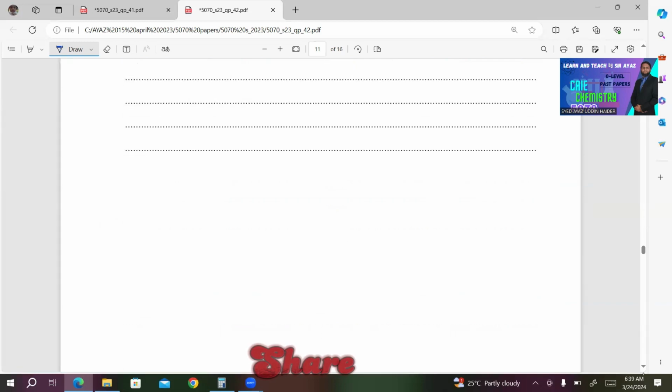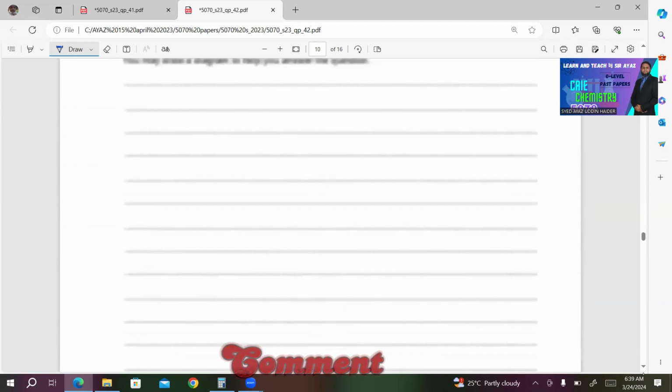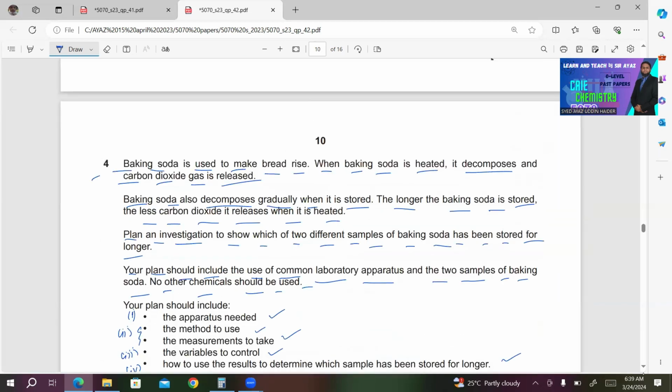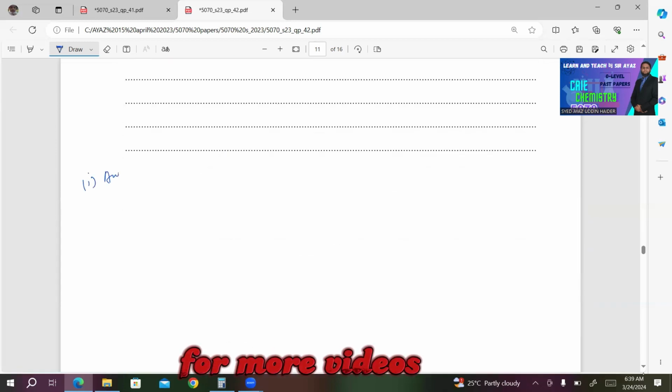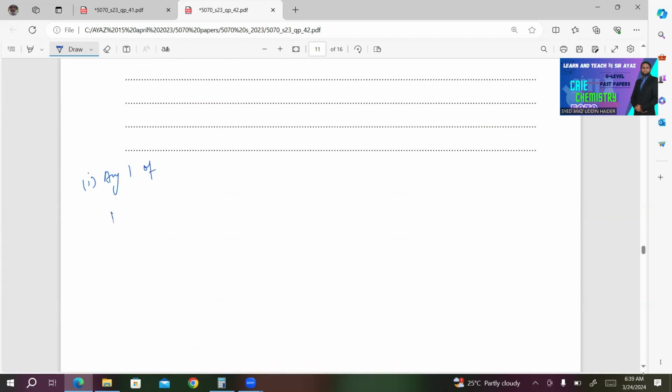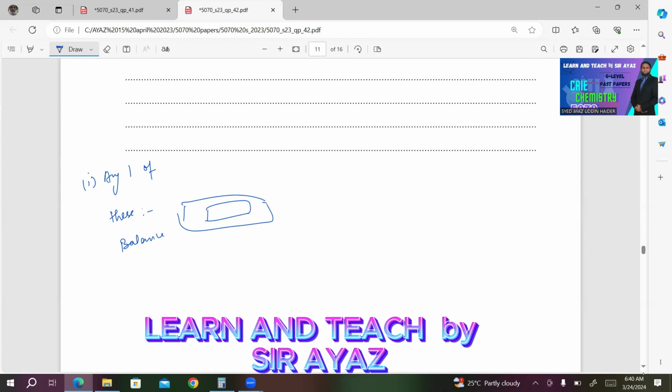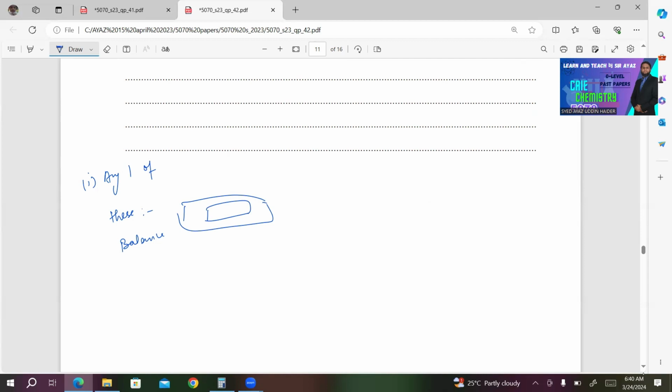Now, number one, they said that you can draw any of these apparatus. They are asking what apparatus you can use. So you can draw any one of these. Like you have a balance. If you want, you can draw the balance. This is a balance. You have the reading. What else can you draw? You can draw the Bunsen burner. The Bunsen burner will be like this.